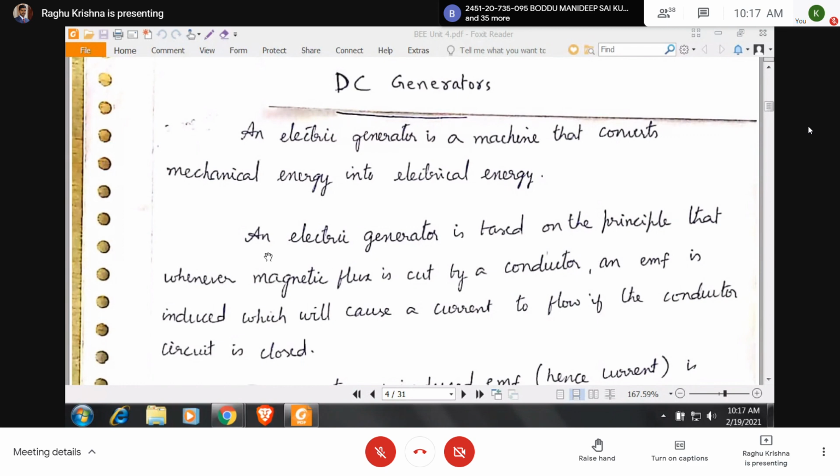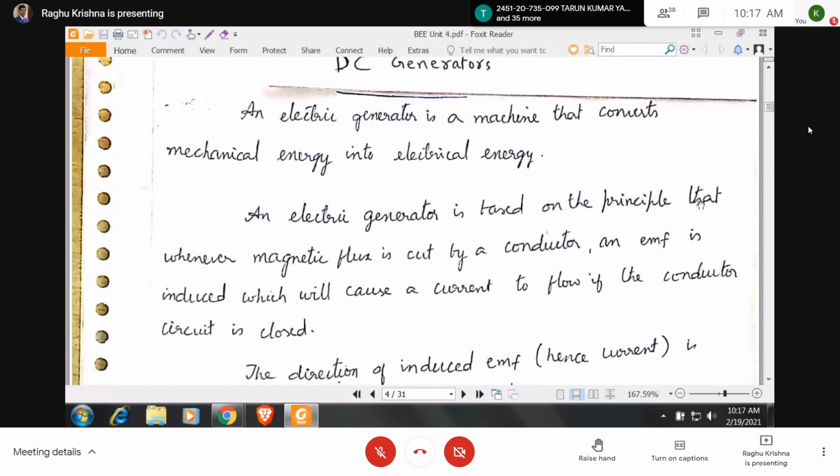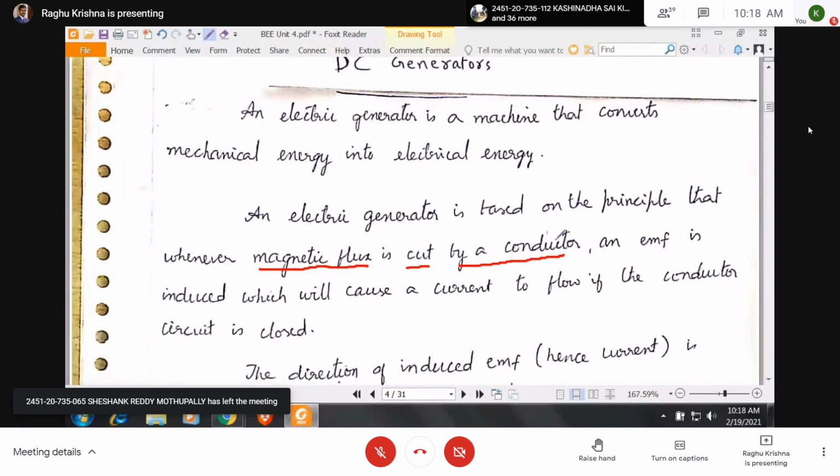An electric generator is based on the principle, and this is very important, that whenever magnetic flux is cut by a conductor, an EMF is induced, which will cause a current to flow if the conductor circuit is closed.